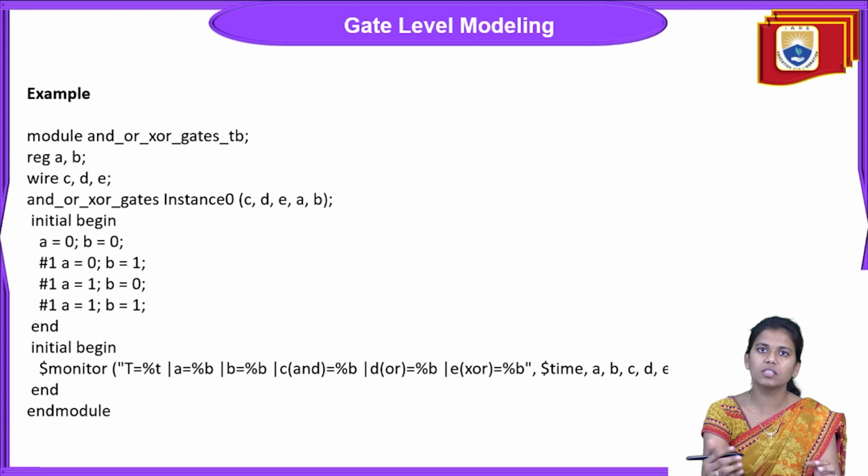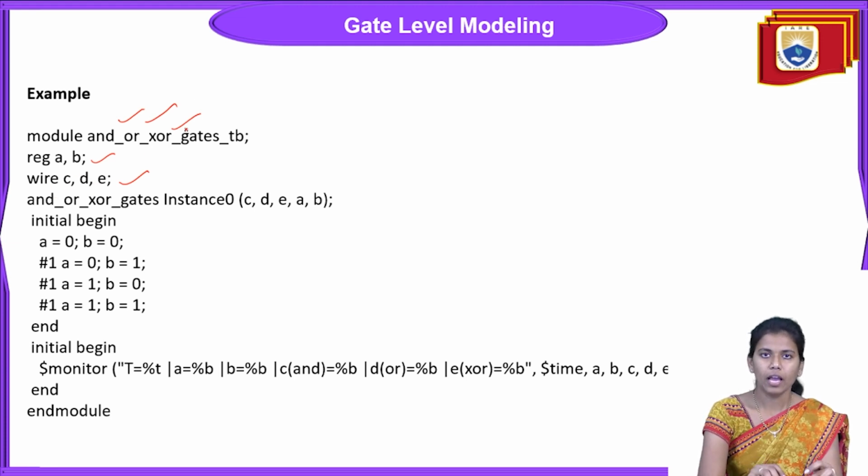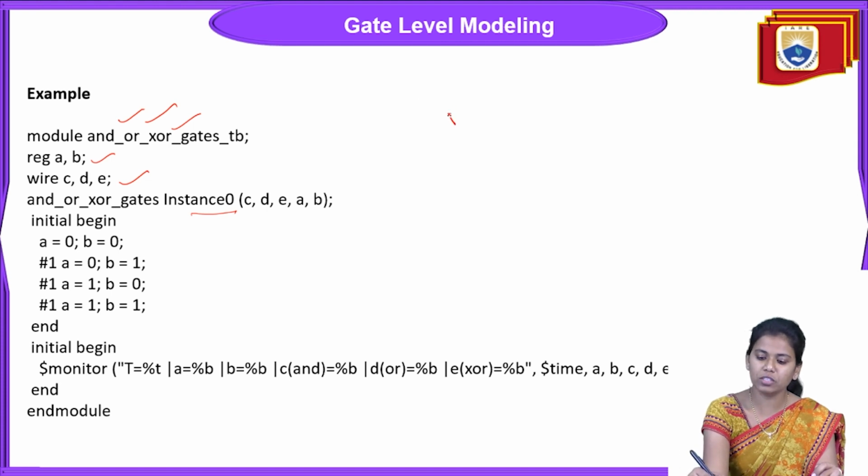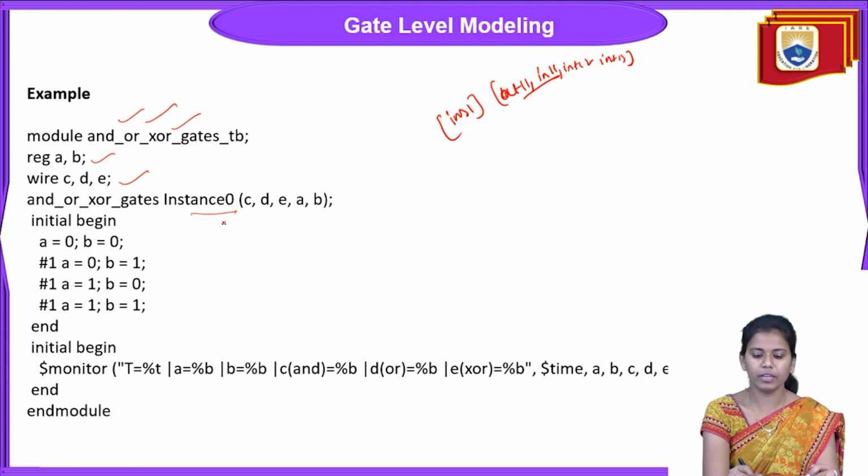So when it comes to the test bench, the same follows as previous. Register A and B, and wire C, D, E. AND, OR, XOR, three gates we are considering, right? So for each gate the output is C, D, E, and the XOR gate instance as 0. Here I am considering only one instance, 0. If I consider more than once, I have to mention instance 1, with output 1, input 1, input 2, input 3, like that. So in this particular example, I'm considering only instance 0.